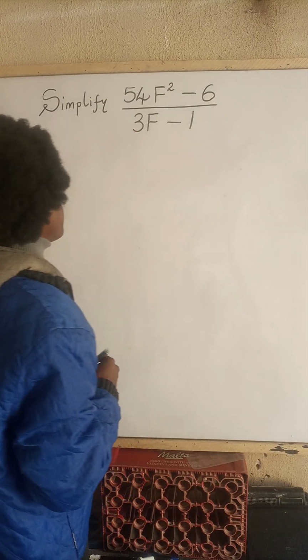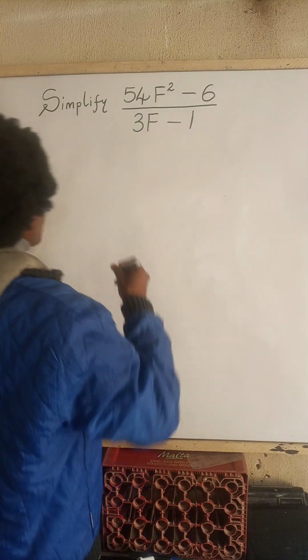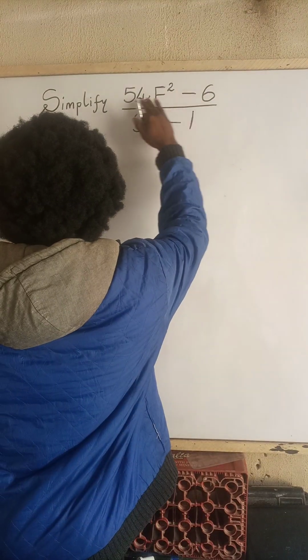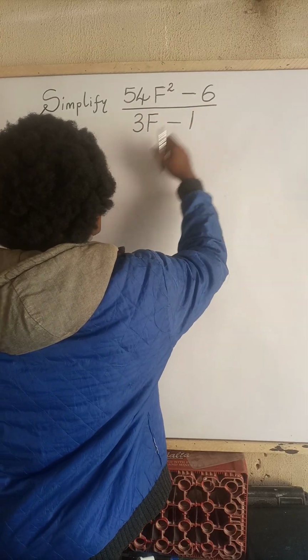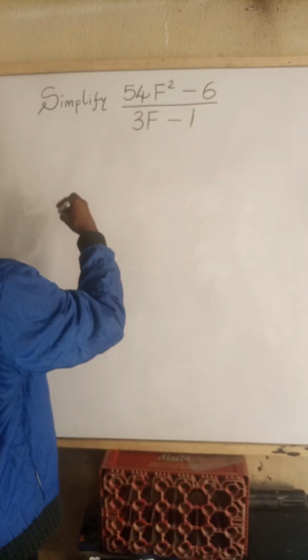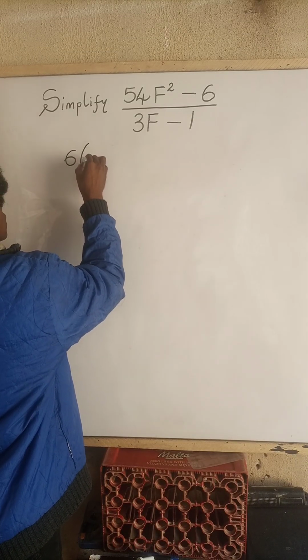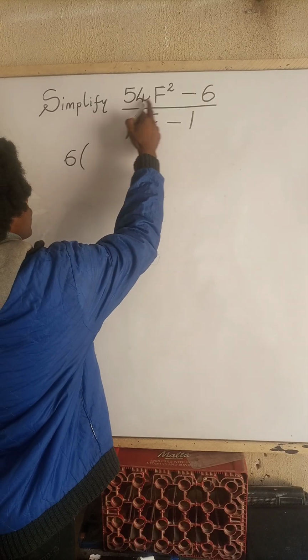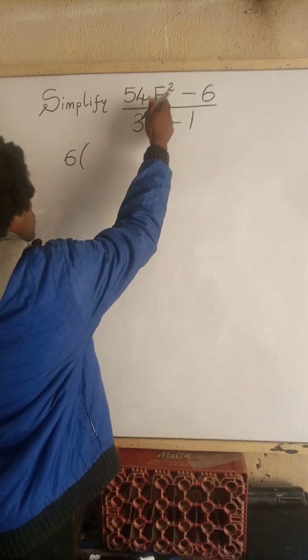54f² − 6 over 3f − 1. Now when you look at this numerator, you will observe that there is something they have in common, which is 6. So we will now factor it out. When we factor 6 out, we will have 54f² divided by 6. It will give us 9f².